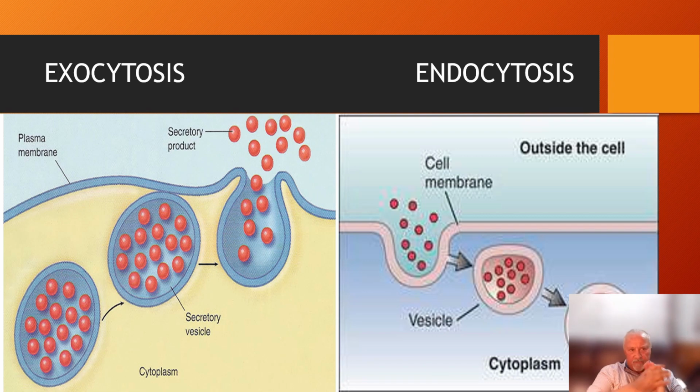The exocytosis is on the left there. You see the plasma membrane. Inside are little vesicles or vacuoles.